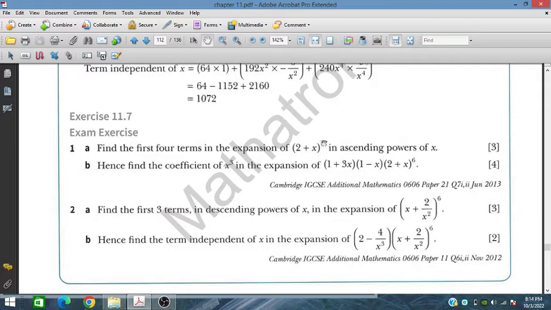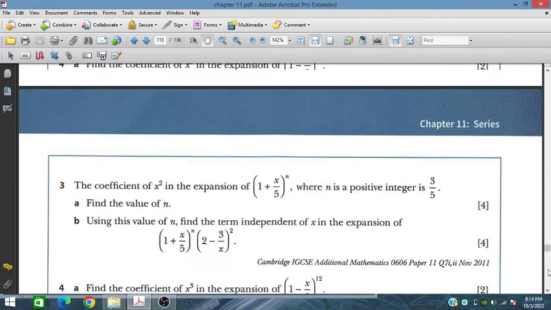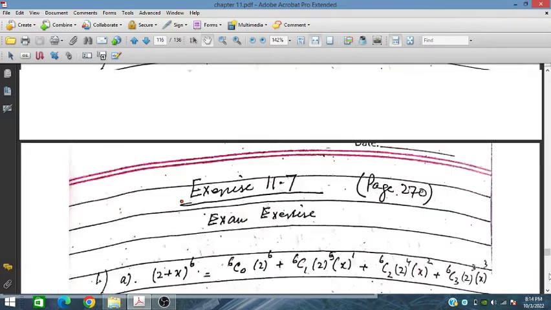So we will write down and solve this one, and by solving this part A, we have to find the coefficient of x cube in the expansion of (1 + 3x)(1 - x)(2 + x)^6. So we will use this (2 + x)^6 here from part 1. So let's solve this problem.